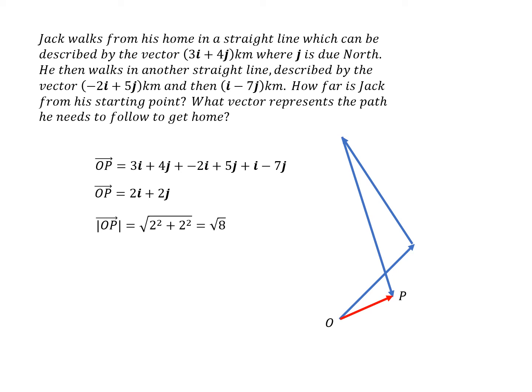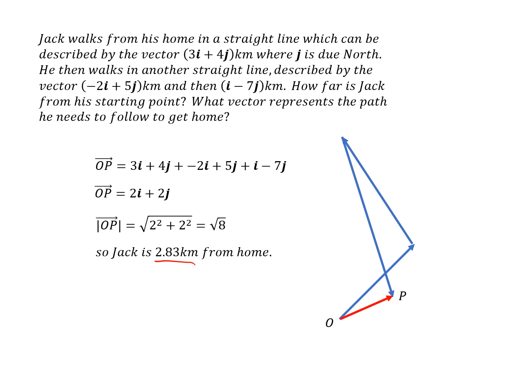Now, if you left it like that, you wouldn't get the answer mark, because the actual answer to the question has to be written in the context of the question. Context is that he's about 2.83 kilometers from home. That's the proper answer to the question.